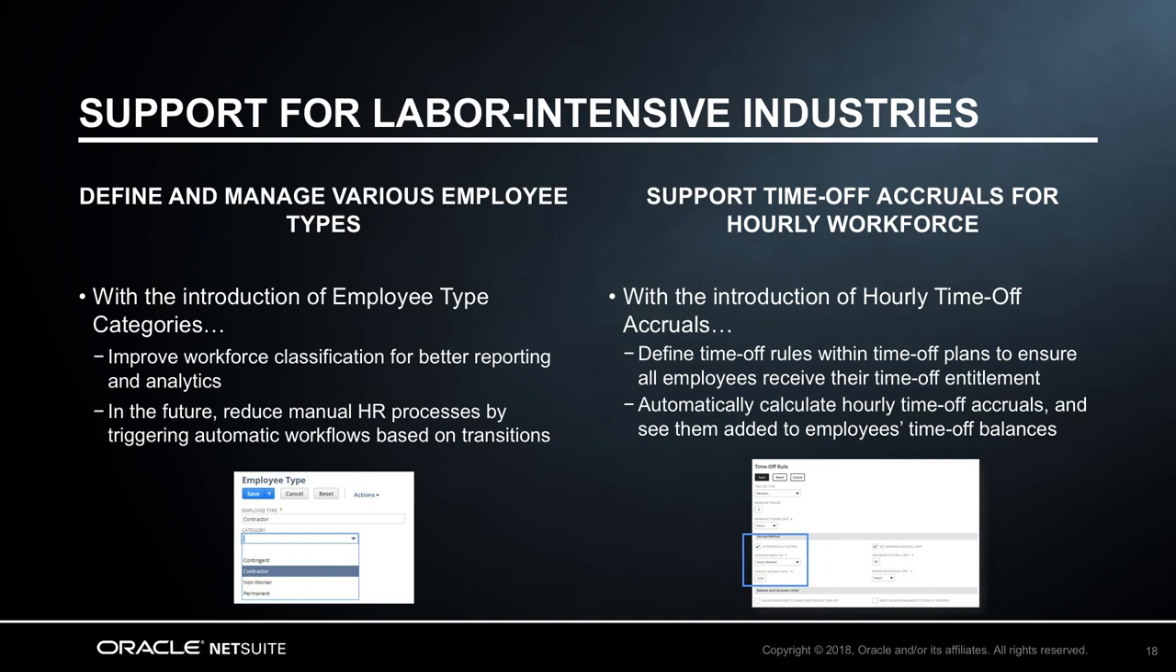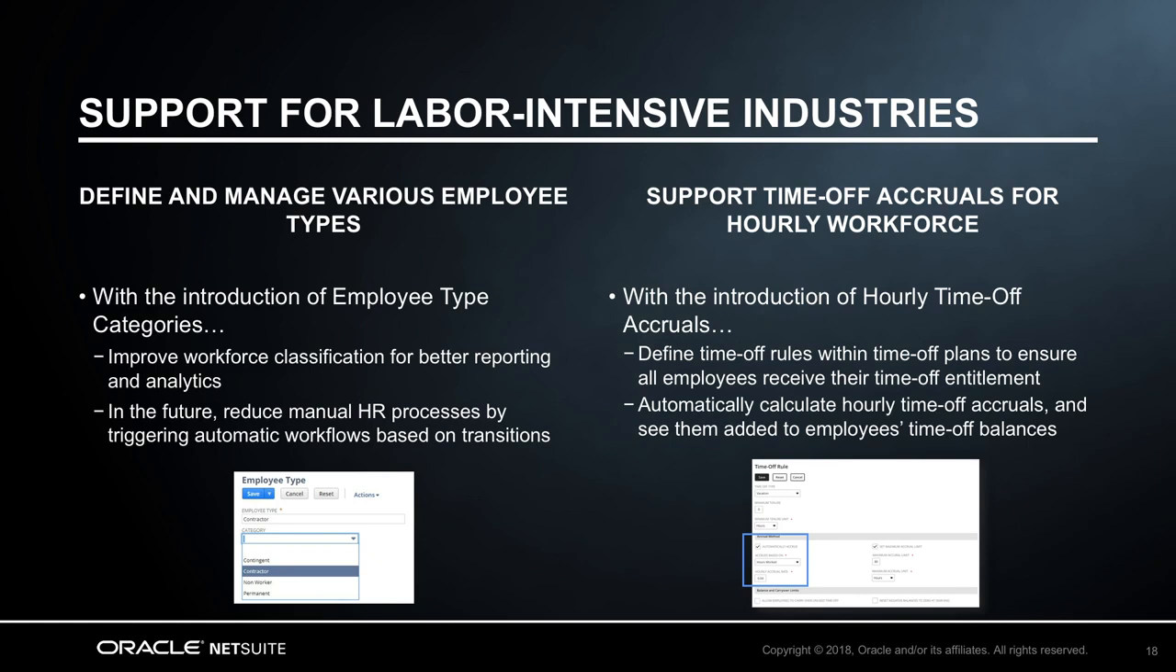With the 19.1 release, NetSuite can support these labor-intensive industries. Employee type categories, such as contingent and contract worker, improve your ability to classify your workforce for better reporting analytics. Like employee status categories, the introduction of type categories will eventually help you reduce manual HR processes by triggering automatic workflows.